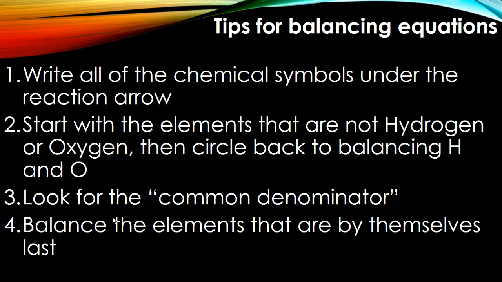Number 3 is look for the common denominator. So if I have 2 on one side and 3 of the same element on the other side, then I know there's no way I'm going to get both of those to 4 by multiplying them, right? The lowest I could get a 2 and a 3 to would be 6. If I multiplied the 2 by 3 and the 3 by 2, I could get them both to 6. So looking for the common denominator sometimes is helpful. And then number 4 is balance the elements that are by themselves last. And you'll kind of see why this is helpful in a moment.